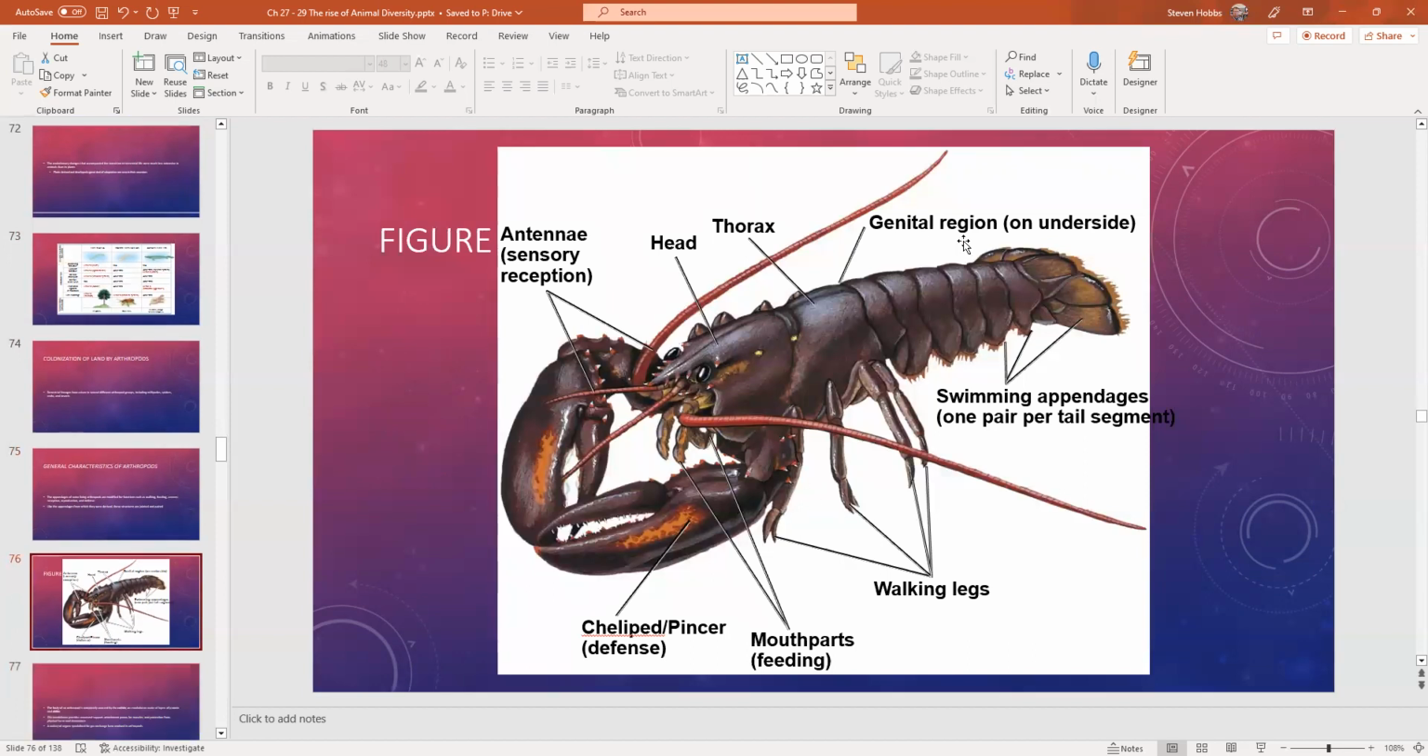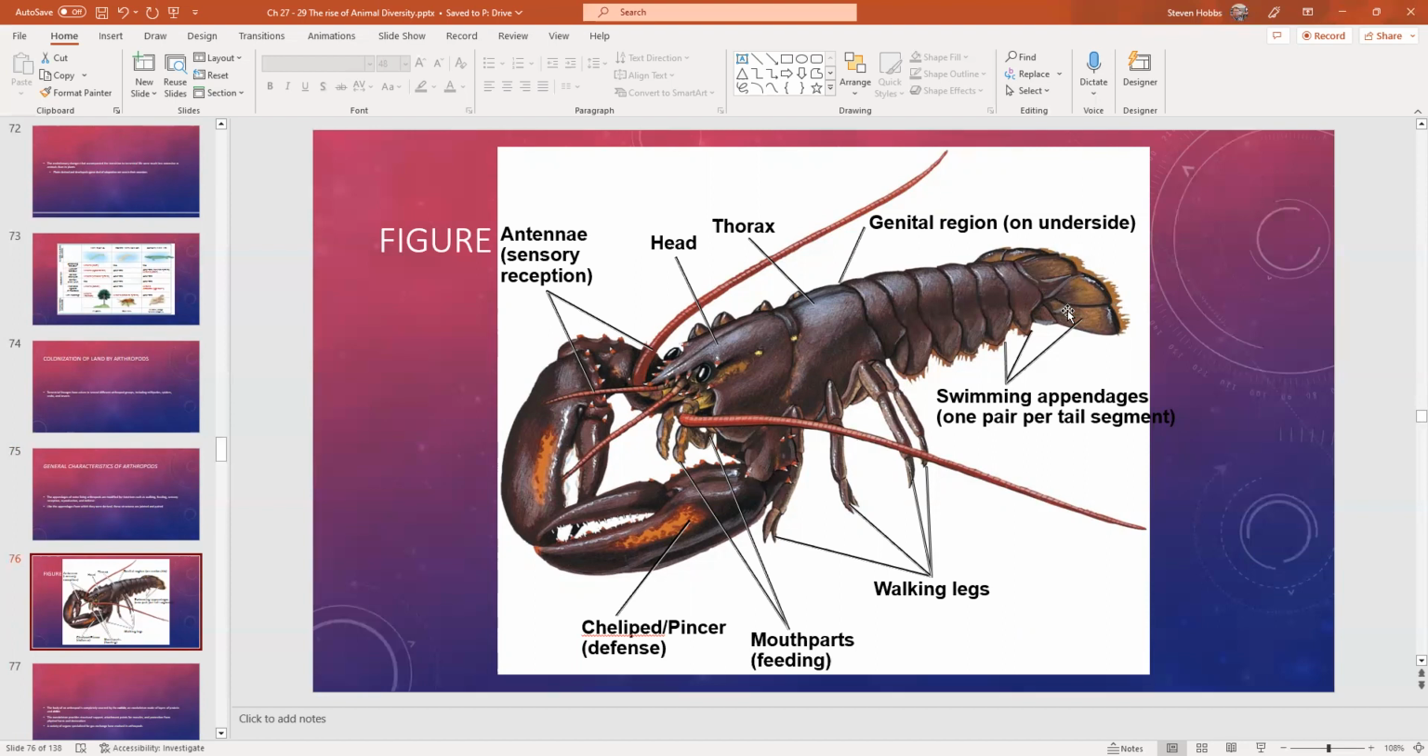For example, we have our sensory reception. Those are antennae. We have these little chelipeds here. Those are allowed for defense and for interaction with the world. We have some mouth parts. They kind of look like they used to be walking legs that are now used for feeding. We have walking legs, 8 of those. And then we've got some other portions. We have our genital region on the other side, and we've got our swimming appendages. Lobsters can swim. They swim in reverse.